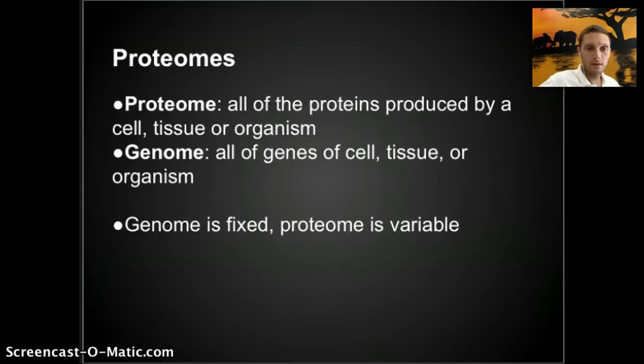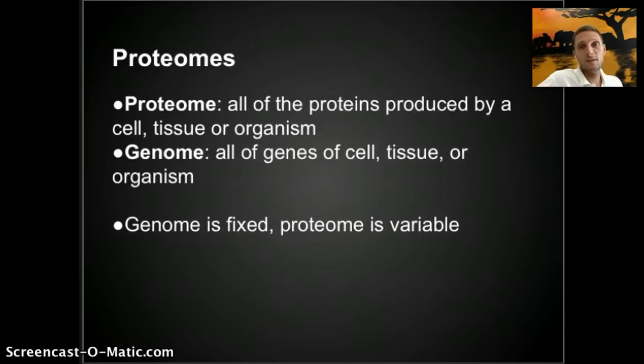The last topic for this video is proteomes, and these are all of the proteins produced by a cell, tissue, or an organism. What is interesting or unique about this topic is that the genome of an organism is all the genes of a cell, a tissue, or for an organism. So if we're looking at this at an organism level, the genome would be all of the genes for that organism. Proteome is going to be all of the proteins produced.